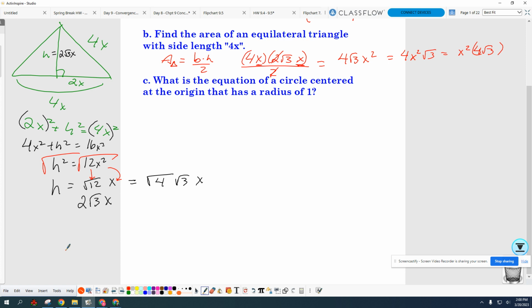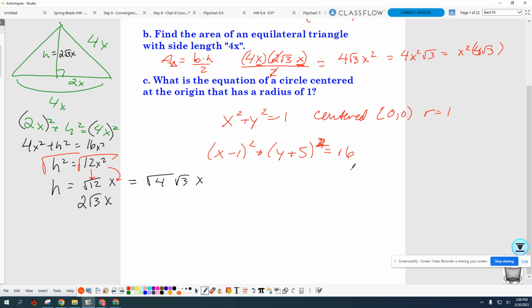Okay. Logan, what's the equation of a circle centered at the origin that has a radius of 1? H squared plus A squared equals 1. Oh, X squared. Isn't it like H minus K? Okay, so if it's not centered, oh yeah, that's good. That's in the origin. It's x squared plus y squared equals r squared, right?